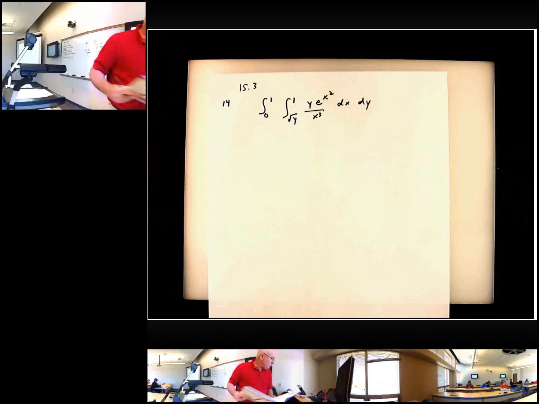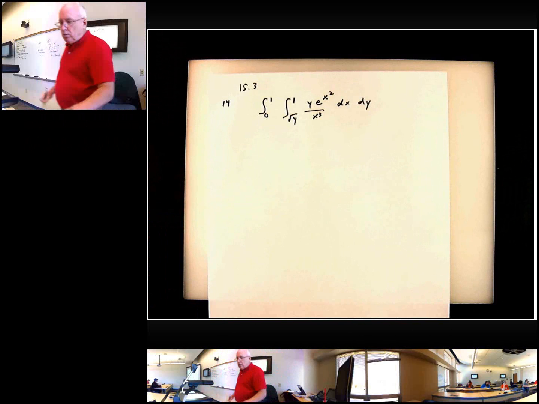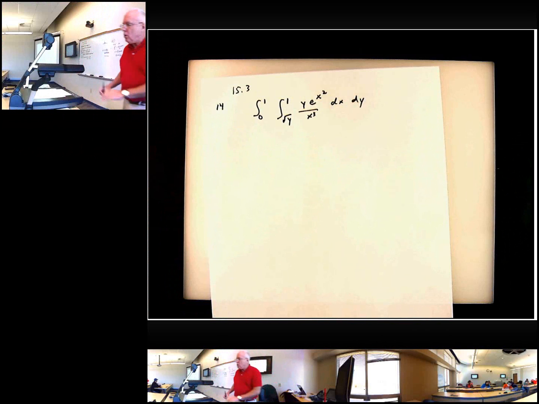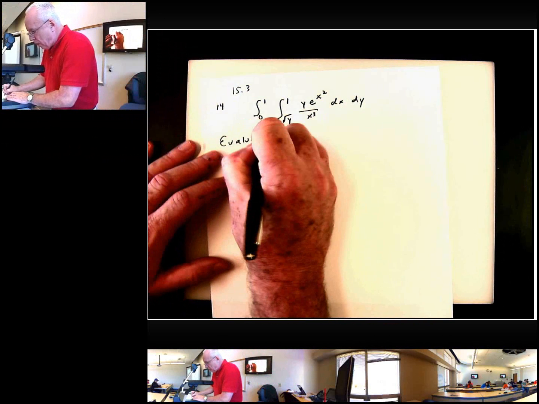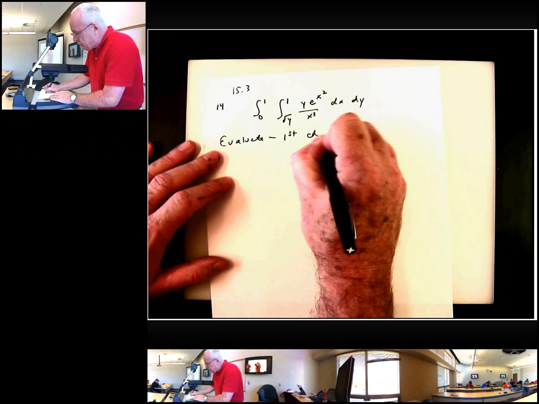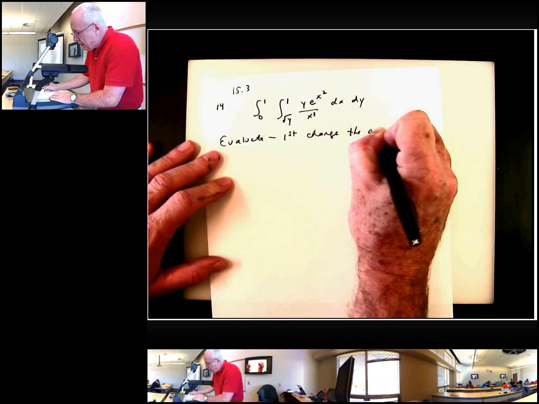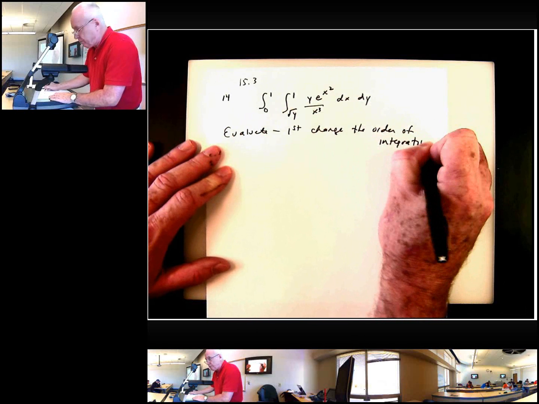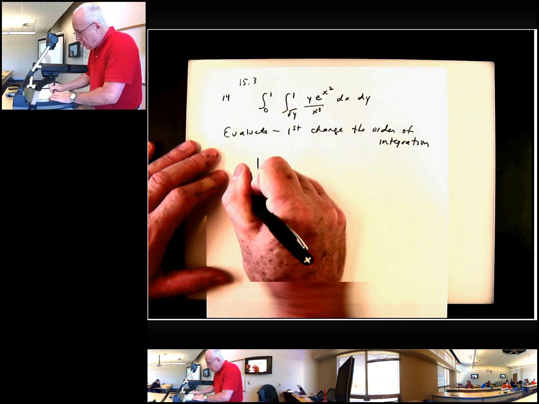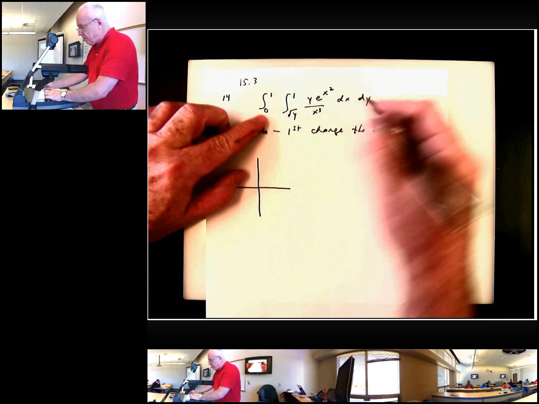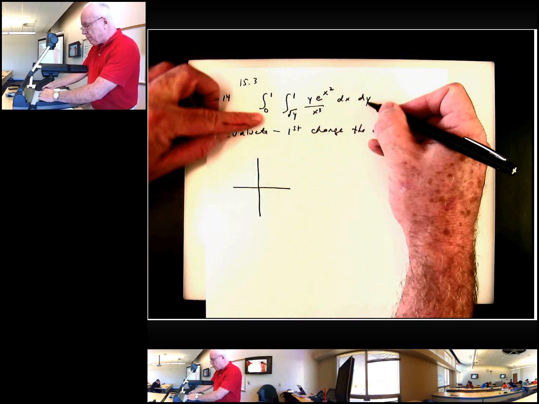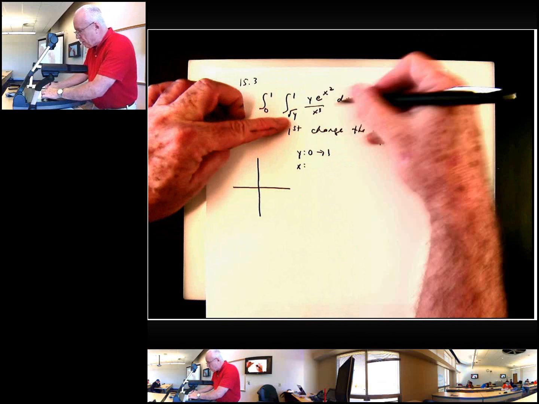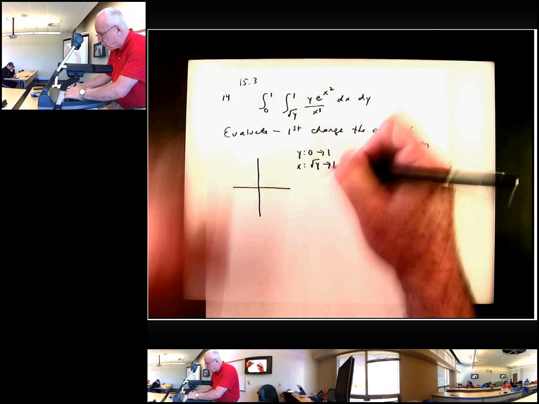And you're asked to evaluate this by reversing the order of integration. Okay. Evaluate, but first change the order of integration. Now, the only way you can figure out your new limits is to draw a little picture. So here we're seeing, okay, what do we have here? Y, the outside, y is going from 0 to 1. On the inside, x is going from square root of y to the number 1.